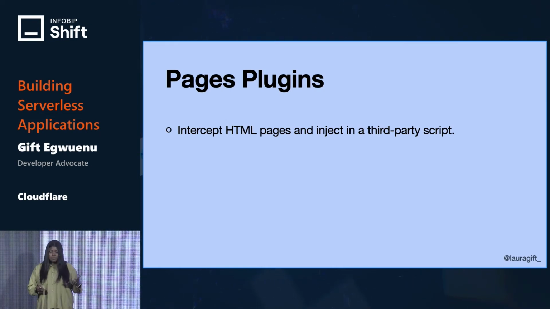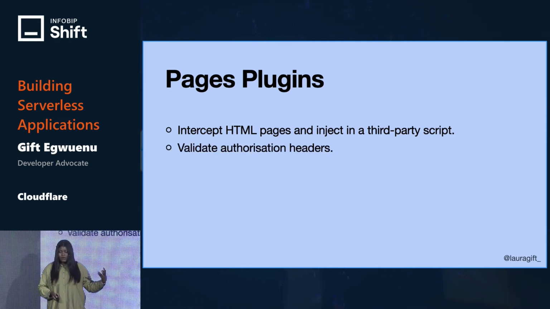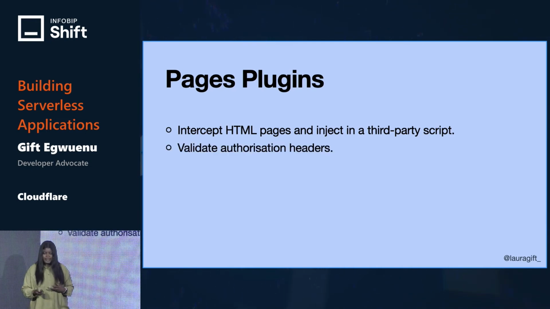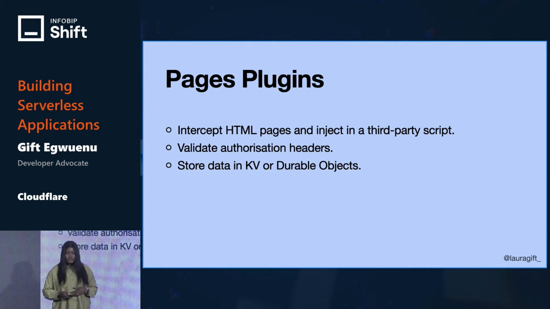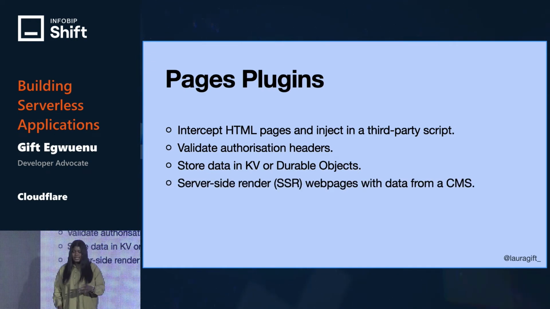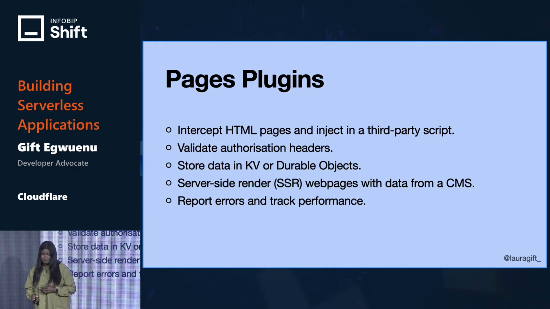You can create a plugin that allows you to intercept HTML pages or inject third-party scripts like Google Tag Manager or Google Analytics, for example. You can have that abstracted as a plugin, or for validating authorization headers, like I mentioned, or even storing data in a database like KV or Durable Objects. These are tasks that you typically have when you work on similar kinds of projects, so it's very good that you can abstract this into plugins.